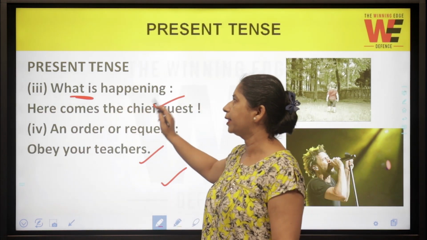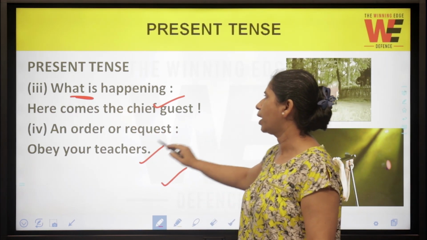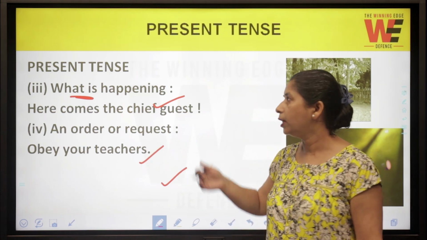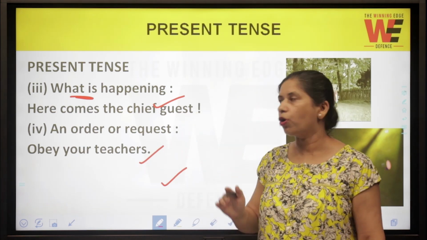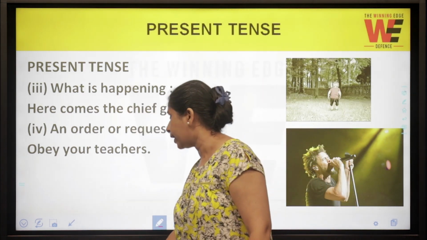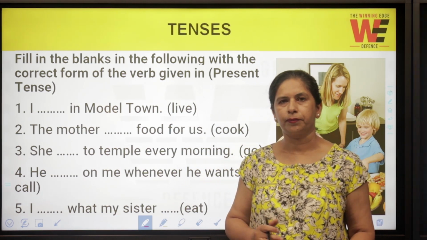Then what is happening? अभी क्या हो रहा है? Here comes the chief guest! Exclamation mark. Then an order or request का example है obey your teachers. These are all the examples of sentences that are having simple present tense. In सारे sentences में you had simple present tense.